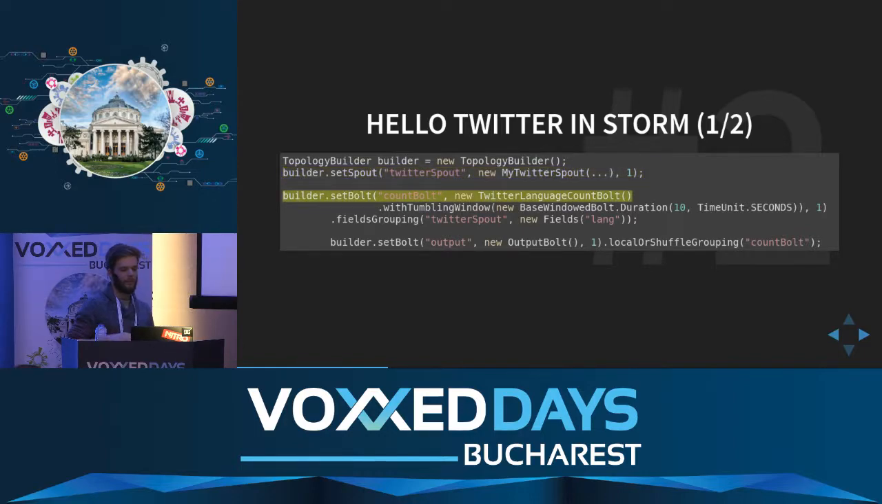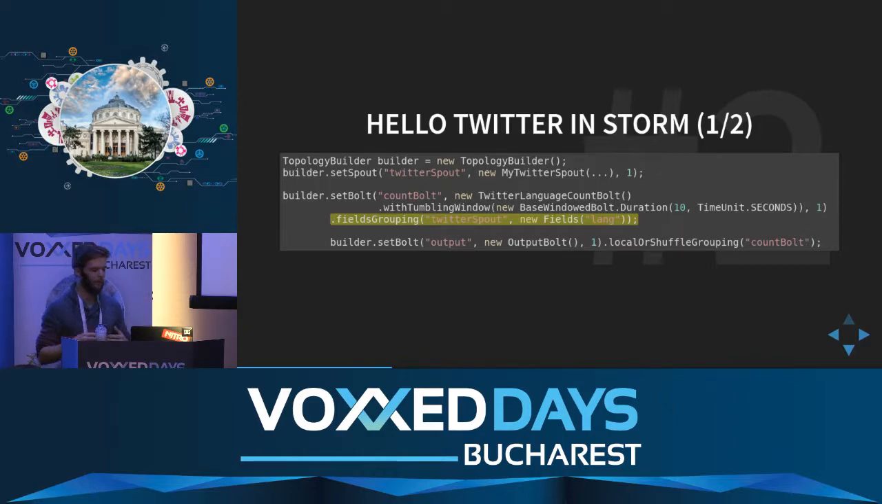And then instead of using flat maps or map functions, you have bolts in Storm. And each bolt is like an entity that processes data. And it usually does a little bit more than just a map. And here I can create a new Twitter language count bolt, which I wrote. And then I can also call this with tumbling windows, again with 10 seconds. And I do a fields grouping, which would be the same thing as a keying in Flink. So this is part 1 of 2.